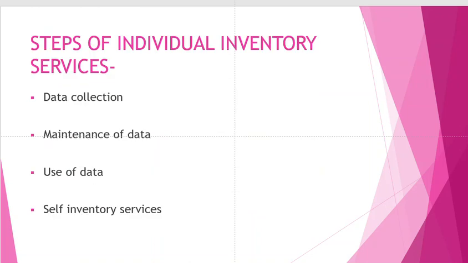Now we come to a little bit about the steps of individual inventory services. First is data collection, then the maintenance of data. Whatever data we have collected from the students on the basis of their interest, we make a record and maintain it. Then use of data, then self-inventory services. These are some steps related to the individual inventory services.